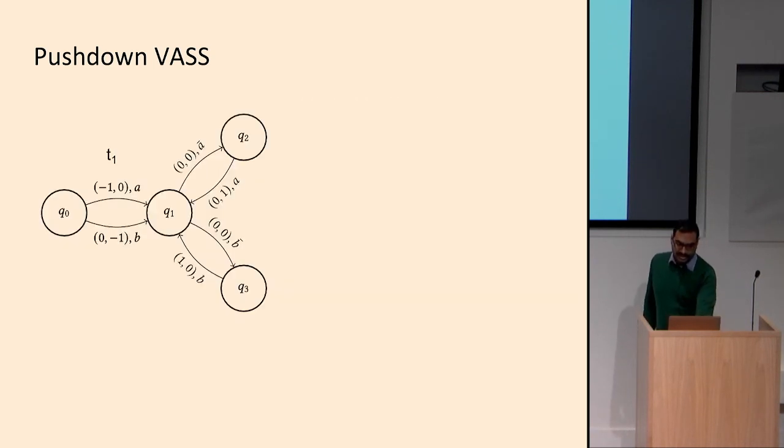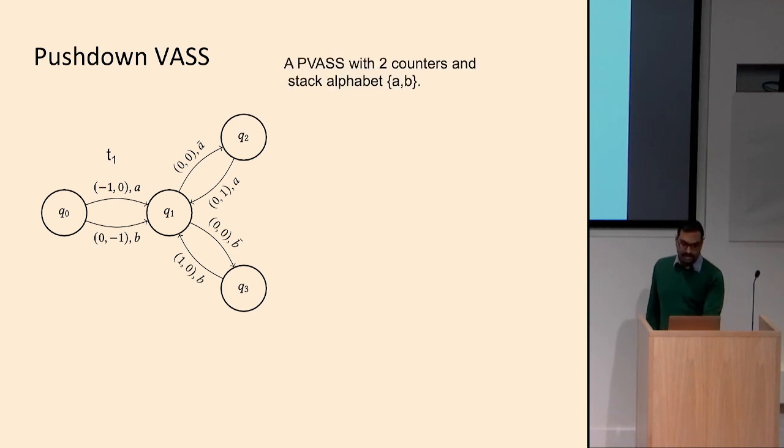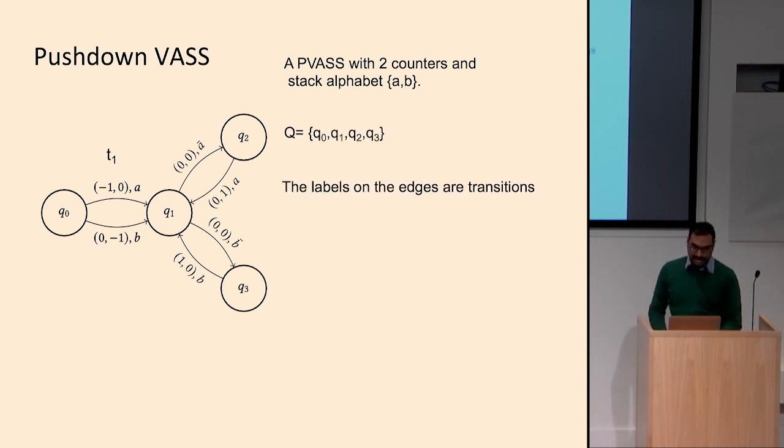Okay, so here is an example. Here's a PVASS with 2 counters and stack alphabet A, B. You have 4 states, Q0 through Q3, and the labels on the edges are transitions. If you look at T1, this says decrement the first counter by 1, do nothing to the second counter, while pushing an A on the stack.